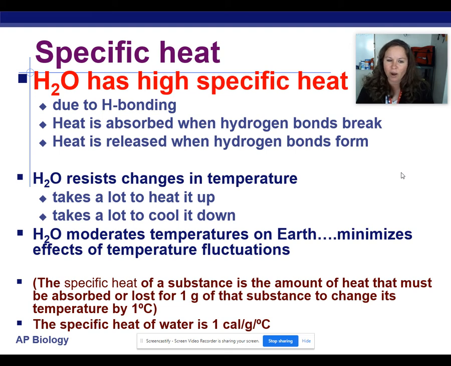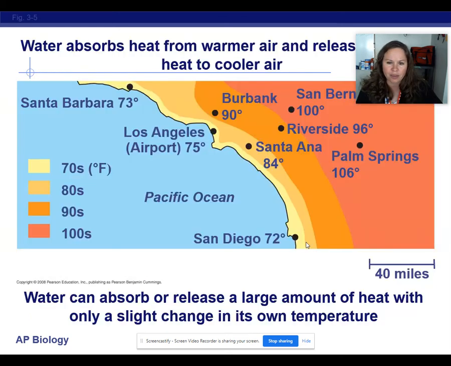All right, so water on Earth helps to moderate our temperatures. Places where we don't have water, like in a desert, well, you know how that is. It gets extremely hot during the day and extremely cold at night. If there was some water there, that wouldn't happen. Humans like to live by water. Wherever we live by water, the temperature is regulated quite nicely. Look at San Diego, right next to the water, 72 degrees. Los Angeles, 75. Santa Barbara, 73.